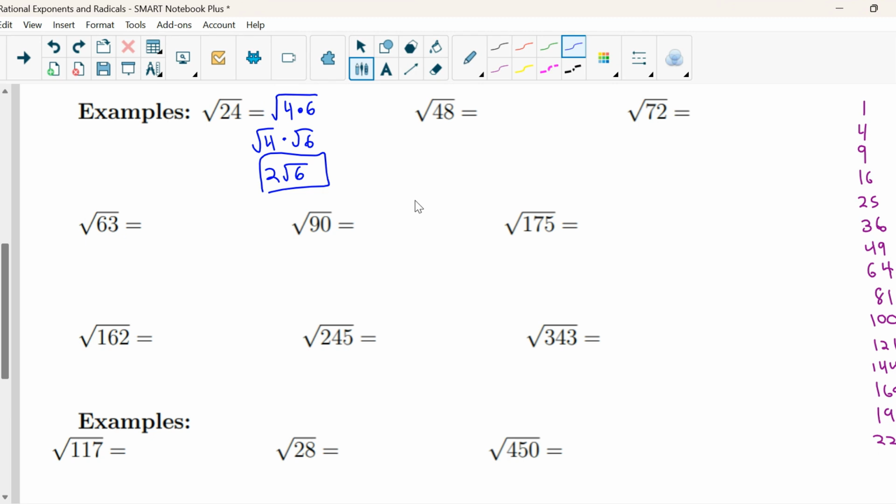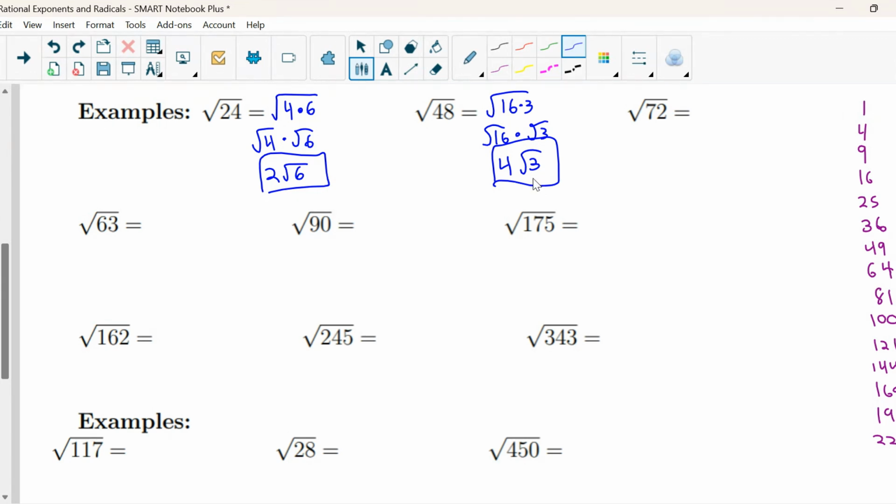All right. Let's also try the square root of 48. So 48 is below 49, so let's start working our way down the list. 36, not divisible. 25, definitely not divisible. How about 16? 16 times 3 is 48. So let's break that up. 16 times 3. If you guys wanted to, you could break these up. The square root of 16, we know is 4. And we can't take the square root of 3. So we're just going to leave it.